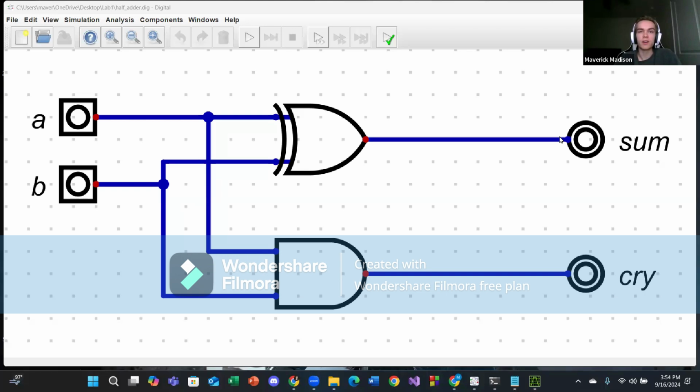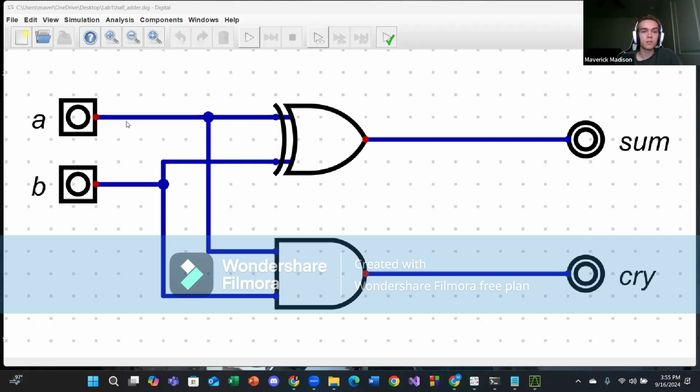Today, I'll be going over the half adder first. Half adders are used when we want to add two binary bits together. And as we can see in Digital, we have input A and input B, and we have output sum and output carry. In order to get a value of 1 for the sum, only one of the inputs must be 1, while for carry, both inputs must be 1 to get a value of 1 for carry.